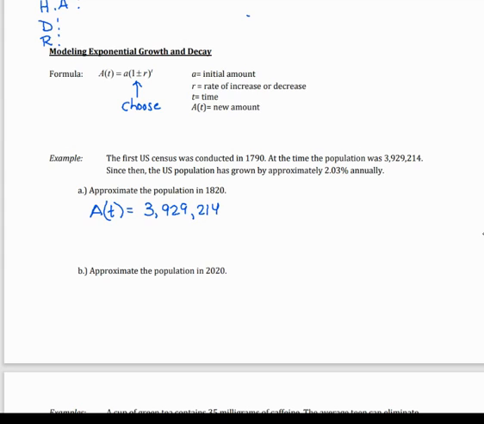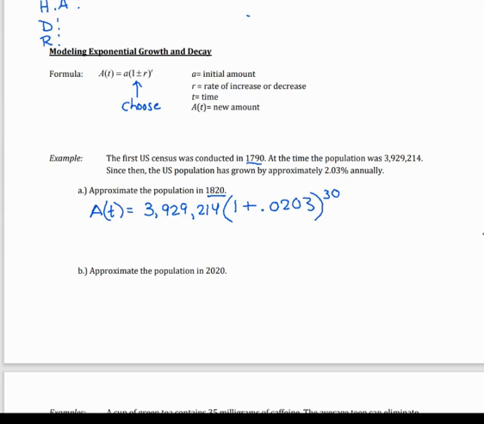3,929,214. Now we know it's growing, so I'm going to have 1 plus. And that rate, don't just put 2.03. Remember, a rate, a percent, we move the decimal over 2 spots. So it'll be 1 plus 0.0203. And now our t value. What's our t value? It doesn't say 10 years. What we need to understand is that it was from 1790 to 1820. So how many years is that? That's 30 years. So I'll plug in a 30.